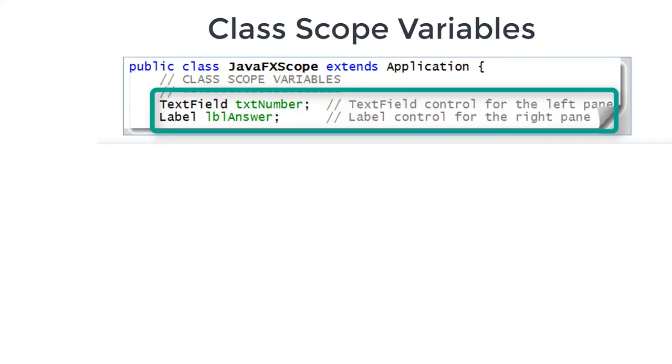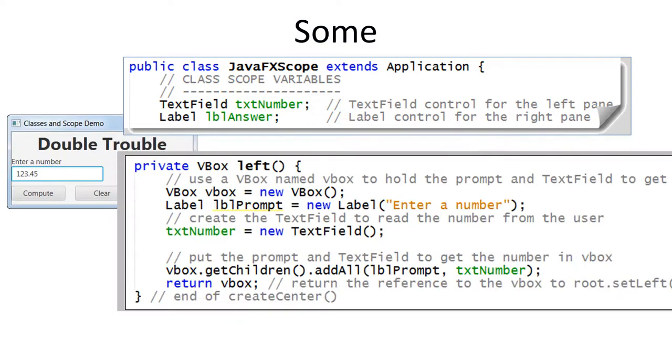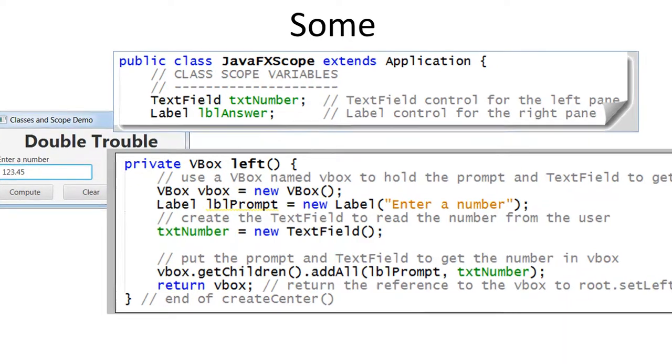The controls for JavaFX txt_number and LBL answer need to have the references declared as class scope so that they can be seen by each of these methods: left, compute, and clear. The other JavaFX controls do not need their references placed as class scope variables. Now it is time to discuss how to create the objects. In this sample solution, only txt_number and LBL answer have the references placed in the class scope area.